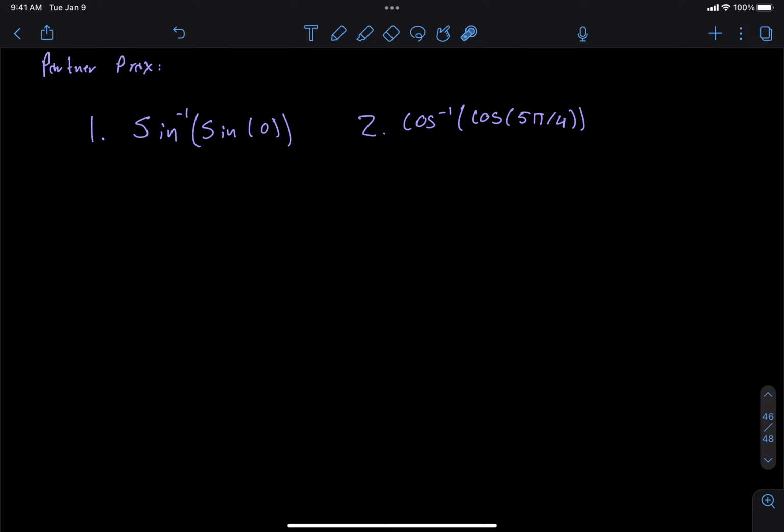So 90 degrees, if I converted it to radians, would be how many radians? How many radians is 180? 5 pi over 4 is more than pi. 5 pi over 4 is pi plus 45 degrees. So we can go all the way over here to pi, and then go an additional pi over 4, an additional 45 degrees.